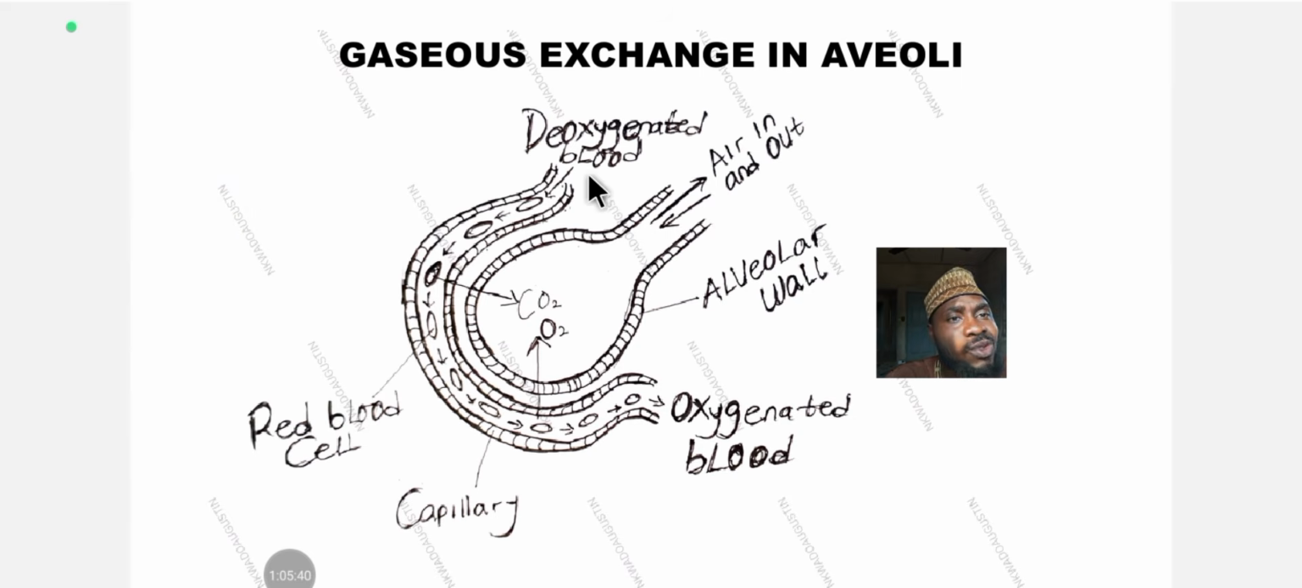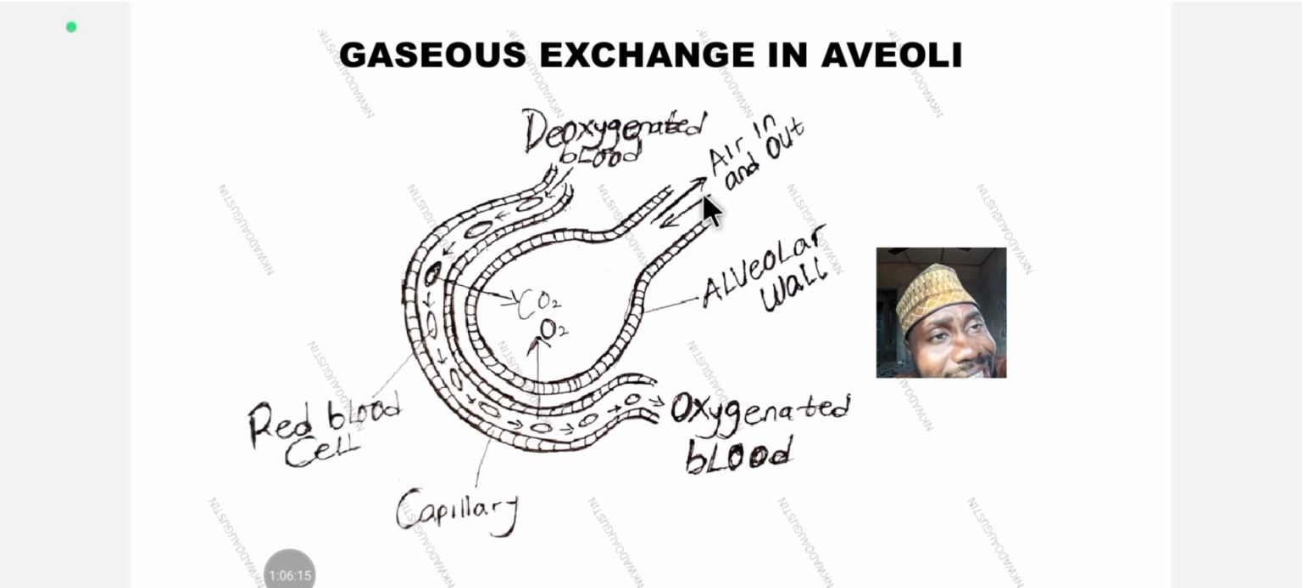Now let's look at the gaseous exchange at the surface, which is in the alveoli, the tiny alveolar sacs. The alveoli are microscopic. This one is coming from the bronchioles. Air coming from the windpipe, in and out, uses the same pathway. Let's treat the air coming in first. The air coming in is from the environment, and that air is rich in oxygen.